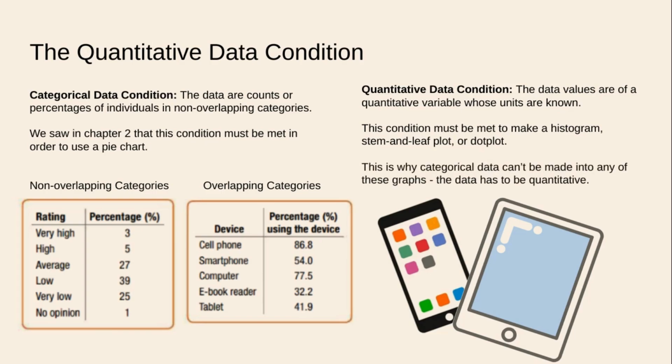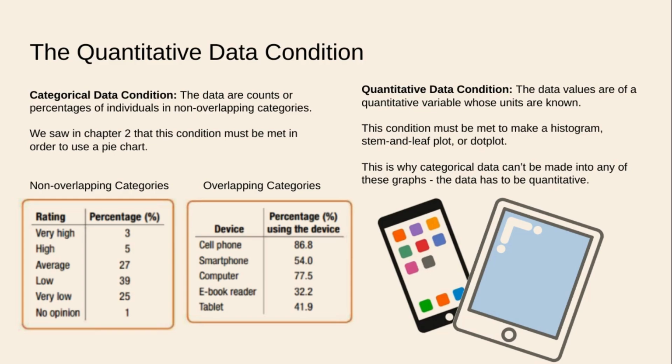This is why categorical data can't be made into any of the graphs. The data has to be quantitative. All right, so in order to make a histogram, a dot plot, stem and leaf plot, you need quantitative data. And this sounds like an absolute no-brainer. But I can almost guarantee you that the AP test, and I know for certain that your textbook, is going to try to get you on this one.